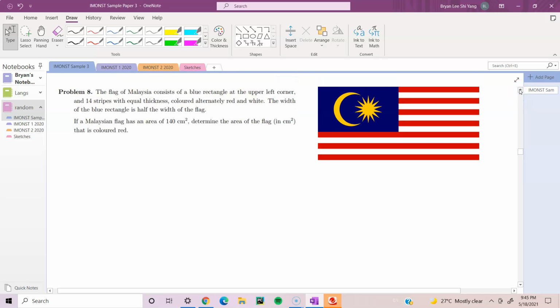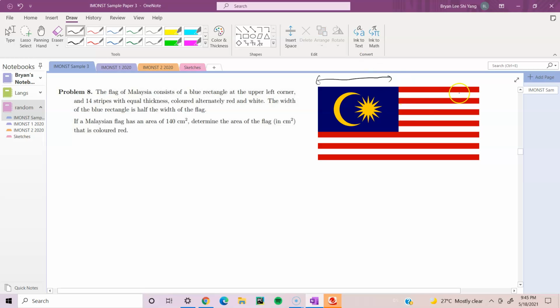The flag of Malaysia consists of a blue rectangle at the upper left corner and 14 stripes with equal thickness, colored alternately red and white. The width of the blue rectangle is half the width of the flag. If a Malaysian flag has an area of 140 centimeters squared, determine the area of the flag in cm squared that is colored red.